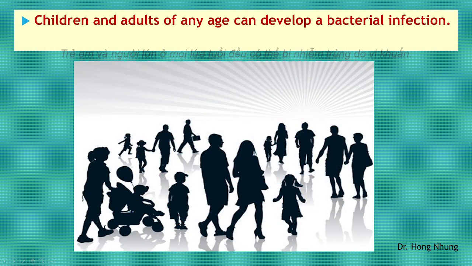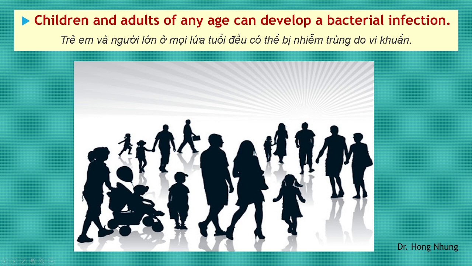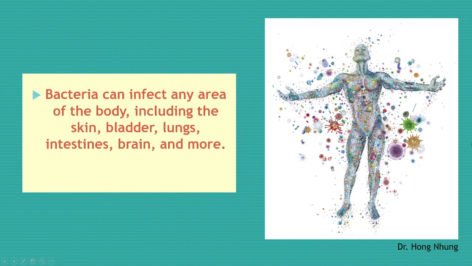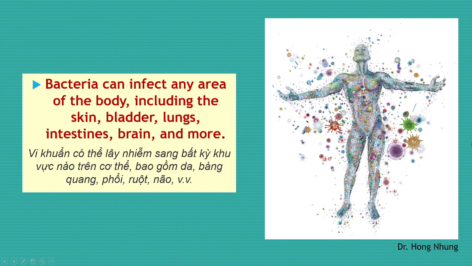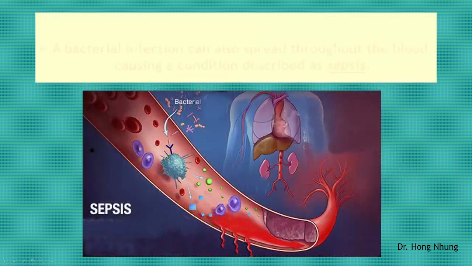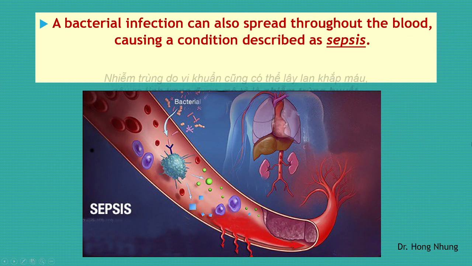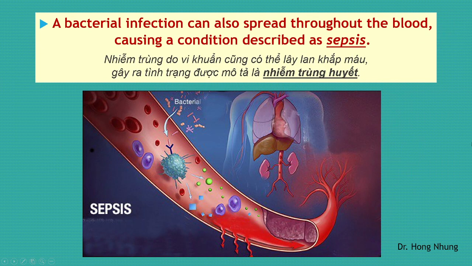Children and adults of any age can develop a bacterial infection. Bacteria can infect any area of the body, including the skin, bladder, lungs, intestines, brain, and more. A bacterial infection can also spread throughout the blood, causing a condition described as sepsis.